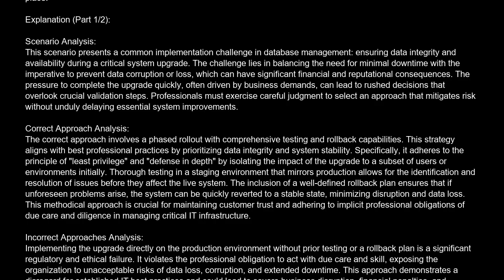Incorrect approaches analysis. Implementing the upgrade directly on the production environment without prior testing or a rollback plan is a significant regulatory and ethical failure. It violates the professional obligation to act with due care and skill, exposing the organization to unacceptable risks of data loss, corruption, and extended downtime. This approach demonstrates a disregard for established IT best practices and could lead to severe business disruption, financial penalties, and reputational damage.